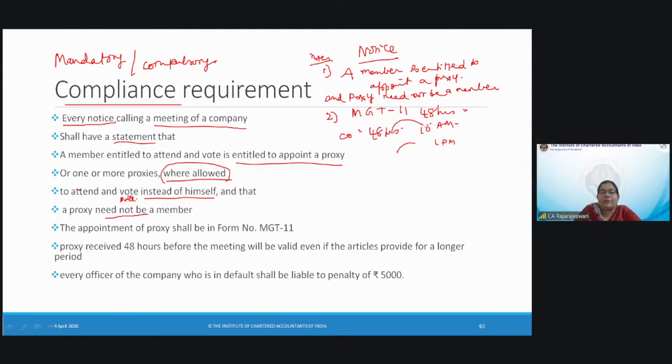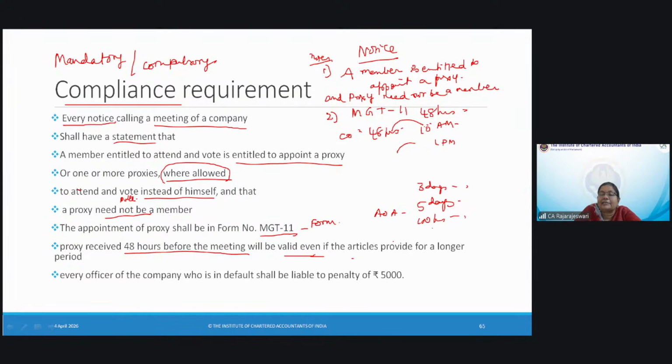And the proxy need not be a member. That form should be in MGT 11. And a proxy received 48 hours before the meeting will be valid even if the articles provide for a longer period. See, your articles may say at least 5 days before the meeting or 3 days before the meeting. Or it may say 100 hours before the meeting. It will specify like that.